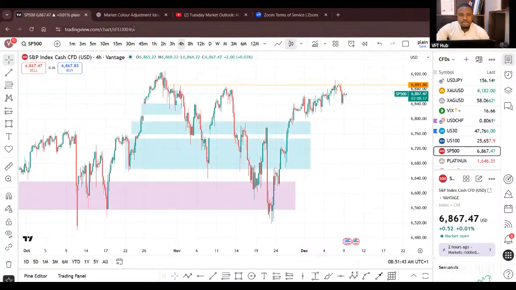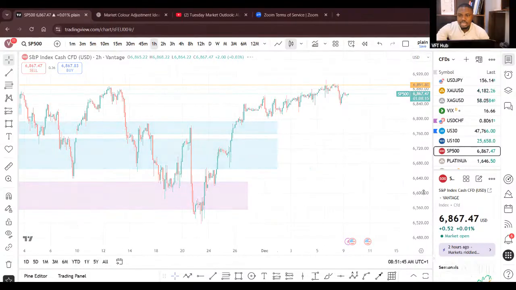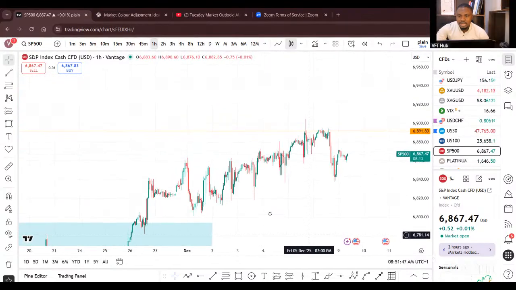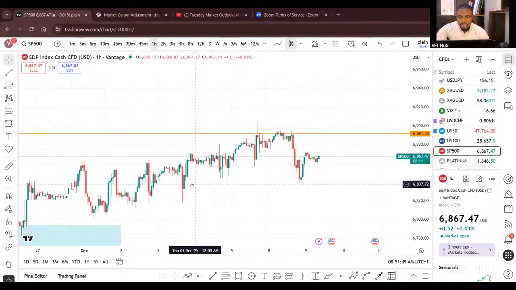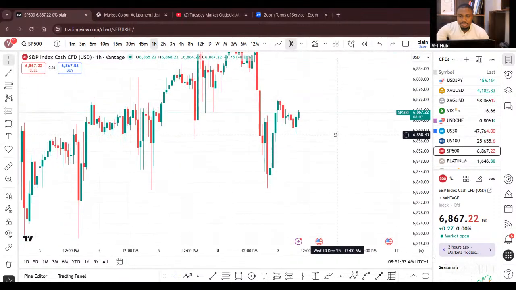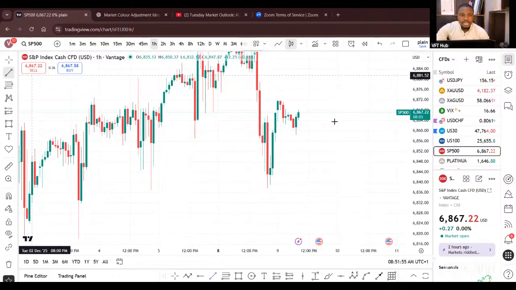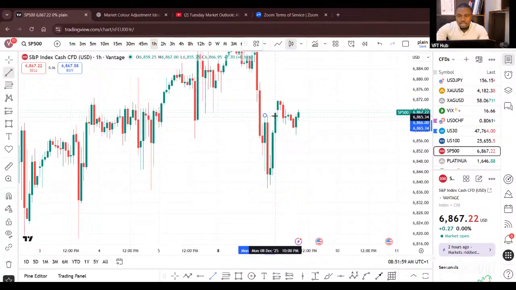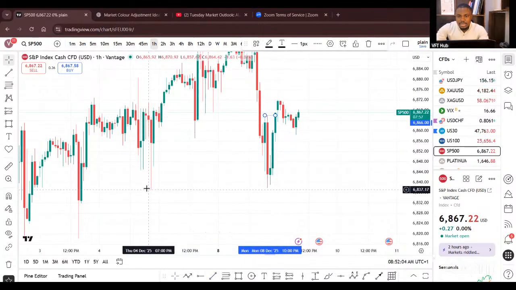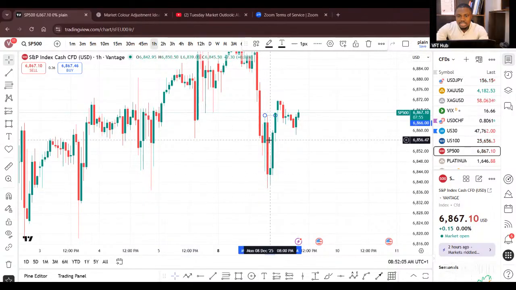Let me put on the 1-hour time frame to see if we can see anything really interesting here for the buy. Okay, for the buy, seeing something interesting here. S&P 500 has really cleared its own high. There's already a shift that's happened here. So price could start buying from this fair value gap.